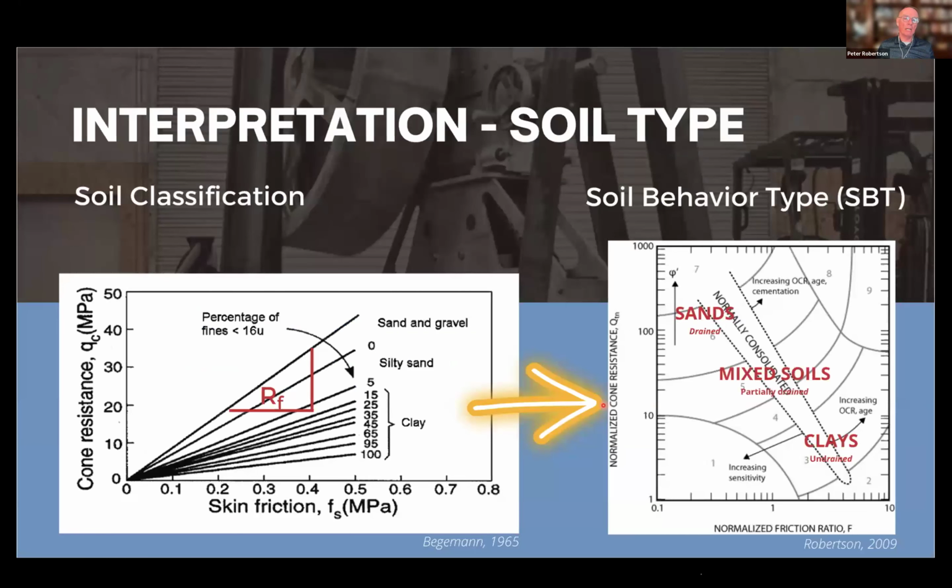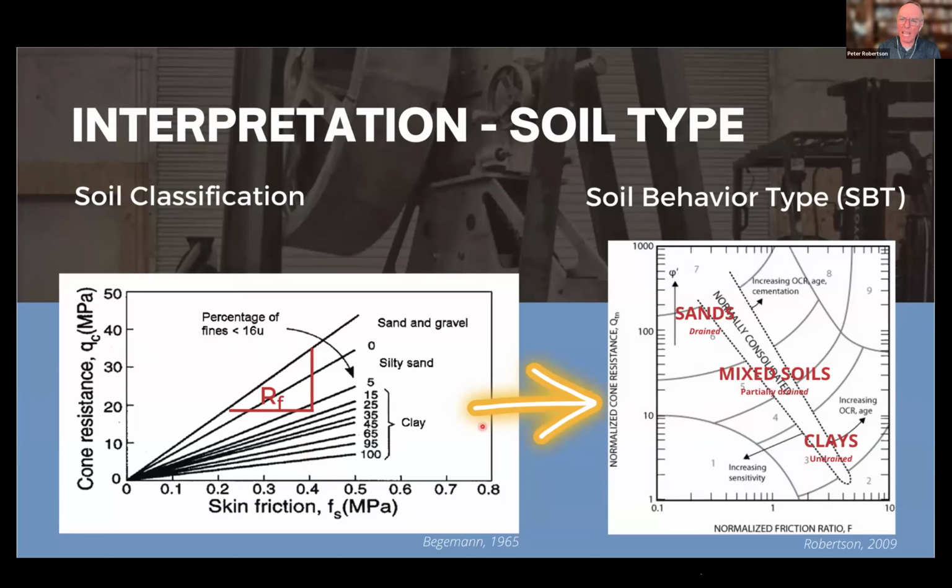So let's talk about interpreting soil type. In the Netherlands, when they first did mechanical CPT and then started to do electric CPT, they had this sort of chart that said, well, if you looked at cone resistance against sleeve friction, then the slope of the relationship determined whether or not it was sand. So if you had a high tip resistance, it was typically sand. And if you had a low tip resistance for the same sleeve friction, then it was typically clay.